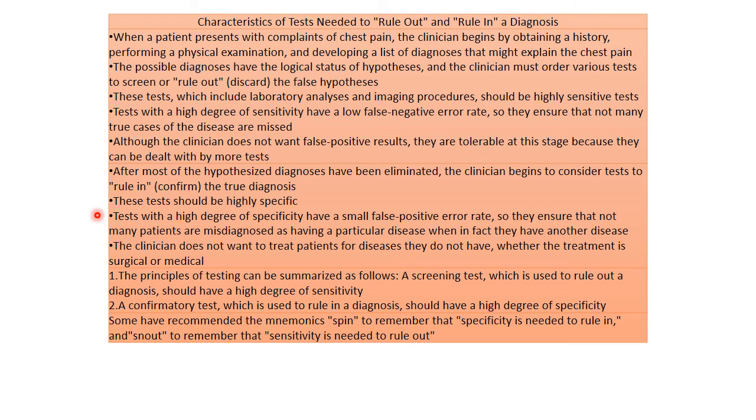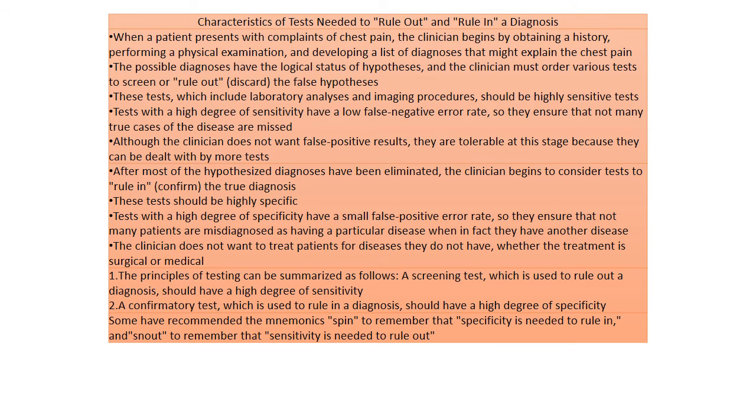I think they have a PE or whatever happens to be, right? So just remember this mnemonic: SPIN and SNOUT. SPIN, or specificity, is needed to rule things in, and SNOUT, sensitivity, is needed to rule things out. Okay, so again, early on you want screening tests which have a high sensitivity, and then later on to confirm a diagnosis, you want things with the high specificity.